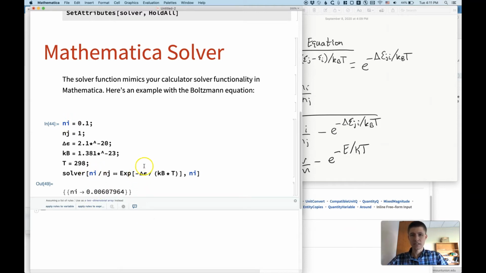So that's another nice little way to go through and do some of the algebra involved in these assignments.